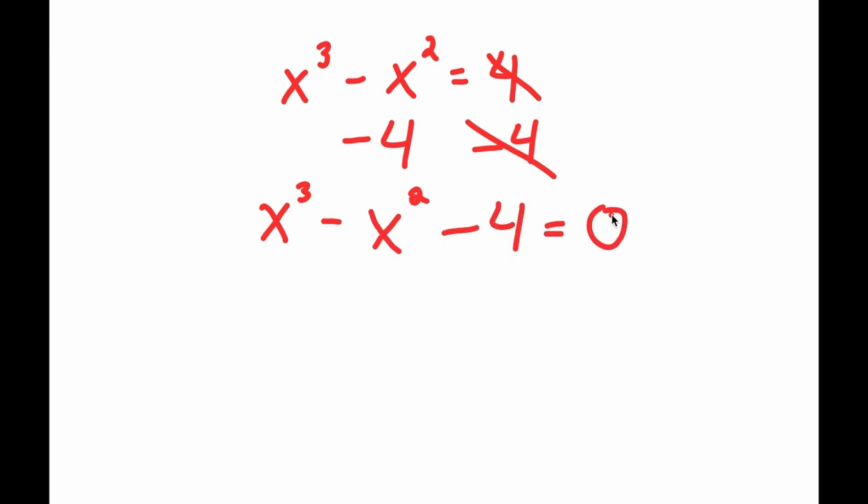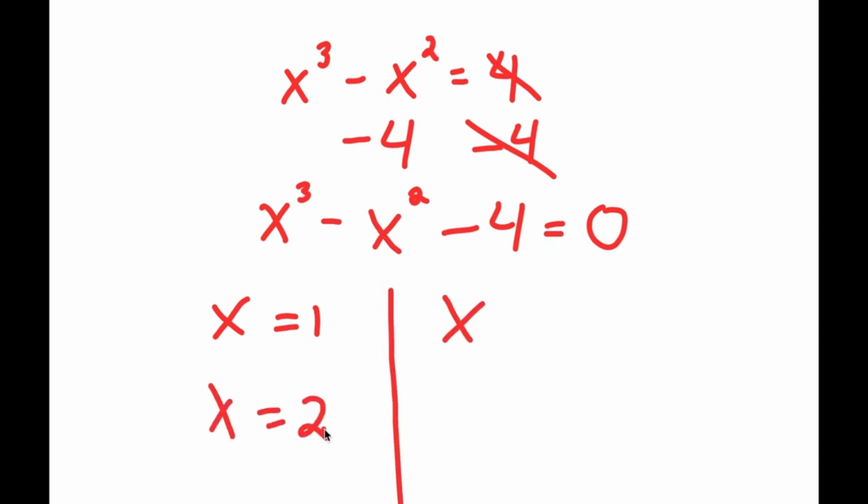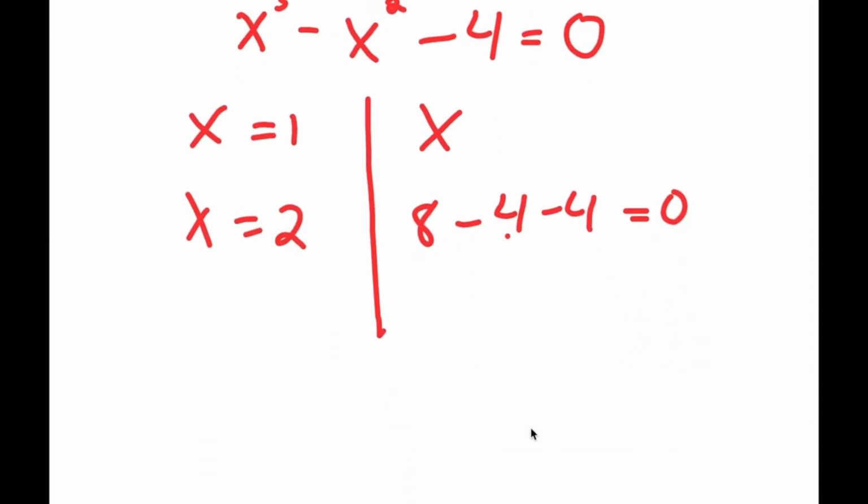So now, to actually solve this, I need to find one solution of x, and then using that solution, I'm going to find the rest. So to do that, I'm just going to plug in values of x until I get a solution. So for x equals 1, that's not going to work. For x equals 2, I get 8 minus 4 minus 4, and this is equal to 0. So x equals 2 is a solution.